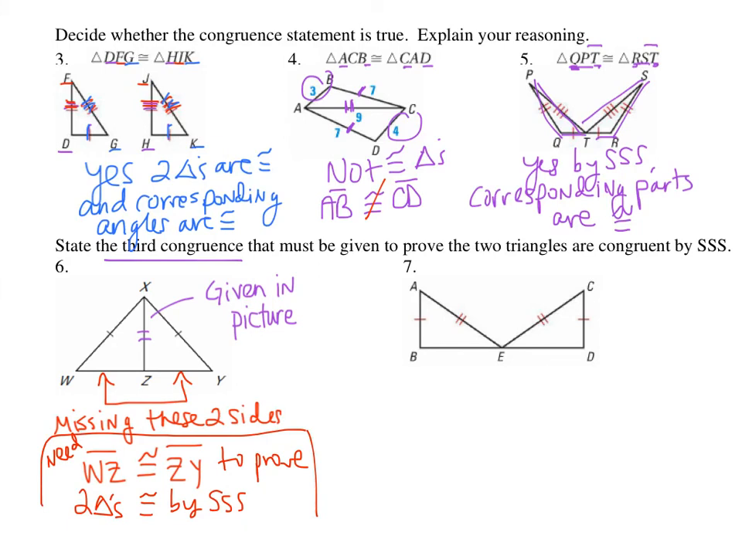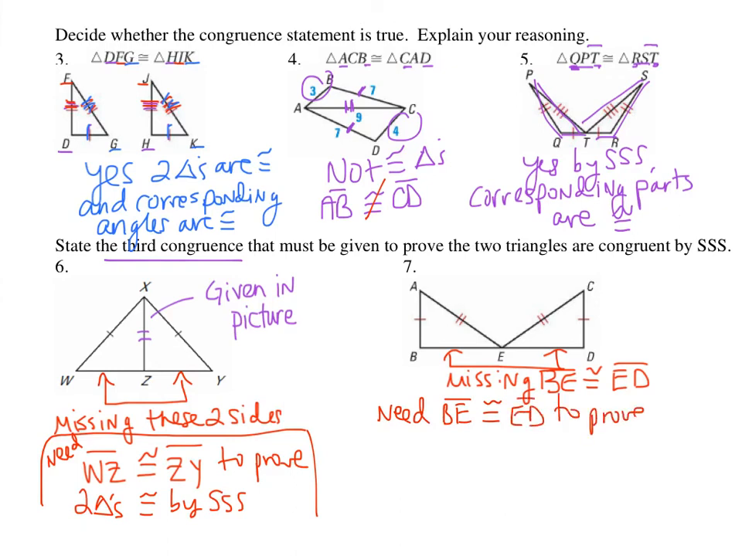All right, so for number 7, same idea. This one's a little more obvious. So again, we're missing these pieces. So we need BE to be congruent to ED to prove the 2 triangles are congruent by side, side, side.